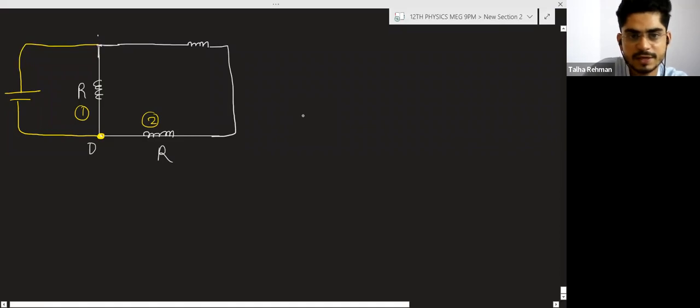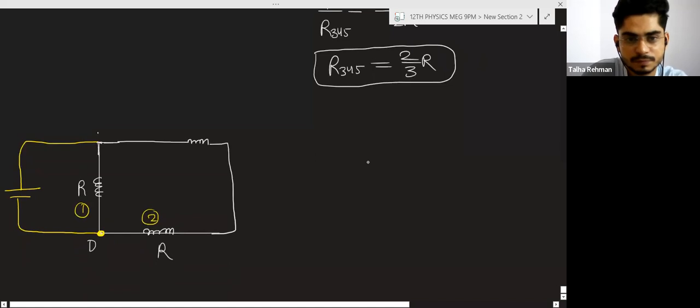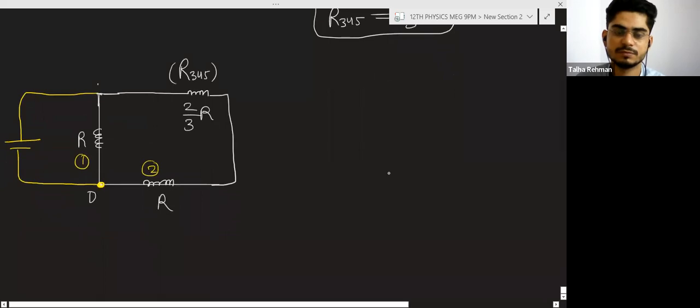Just connect this, and this resistance we have now is 2 by 3R. And this resistance is known as R345. Now Hamza, tell me, this resistance R2 and R345, means this resistance and this resistance, are they connected in series or parallel? Can you identify this?